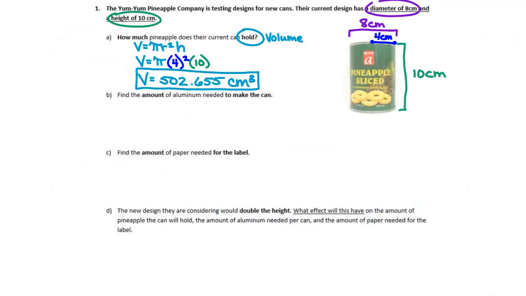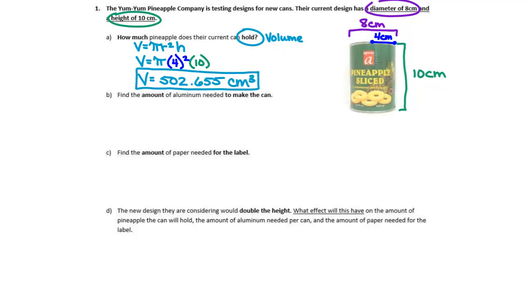All right, to help us with the next two parts, I have a prop. I have a can here for us to look at. I'm going to take the label off the can, because part B says, find the amount of aluminum needed to make the can. What am I asking about if I want to know the amount of aluminum? Surface area. What part of the can is covered by aluminum? All of it. So both of my bases and this lateral area, the body of the can.